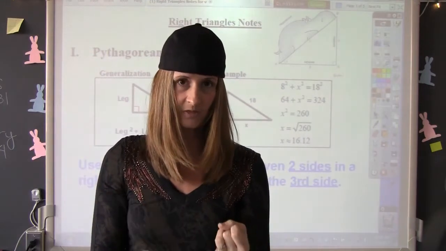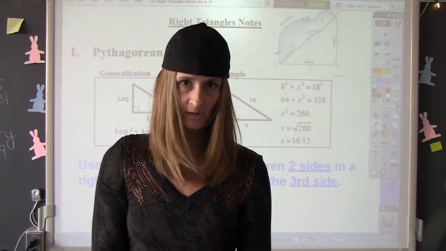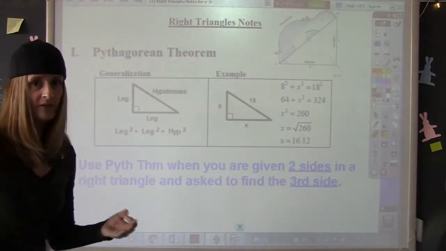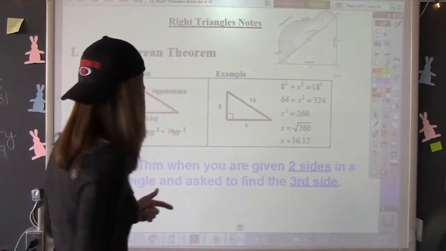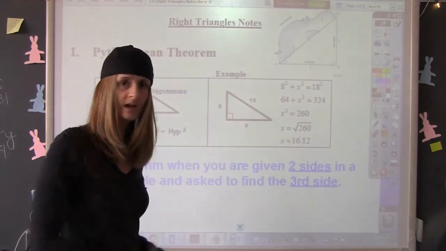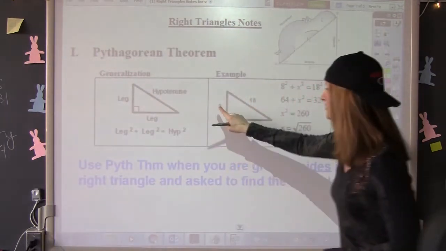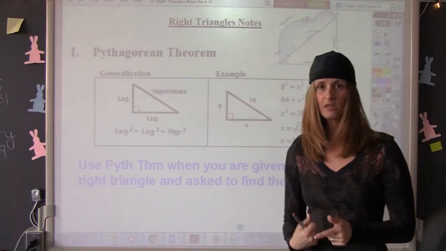So we're going to go over Pythagorean theorem, we're going to go over trig, and we're going to go over special right triangles. Okay, so we'll start with Pythagorean theorem. Okay, this is mainly for your SOL. So your SOL problems are not going to look like this. Okay, it's not going to give you a right triangle where you're given two sides and asked to find the third side. That's when we use Pythagorean theorem.